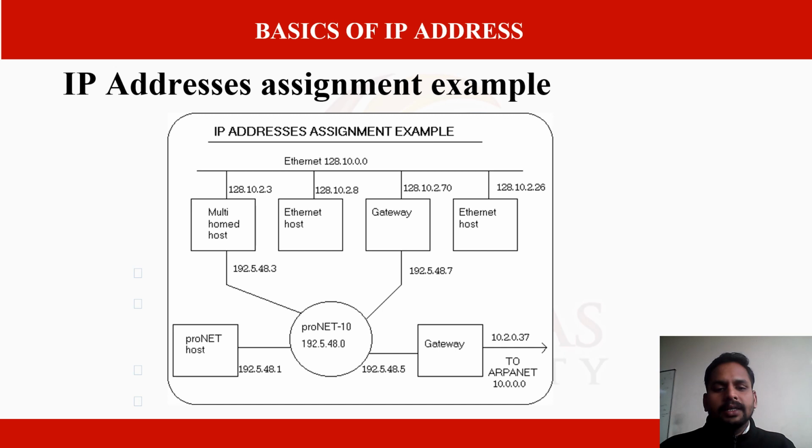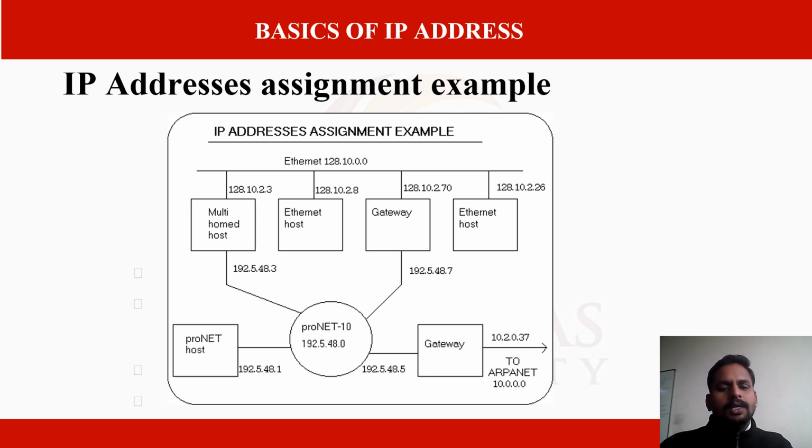Here a circle contains the proNET 10, that means it is like one of the servers whose IP address is 192.5.48.0. okay, that means it can communicate with other end communication devices which have the same network address, that means 192.5.48. okay, because we know that 192 falls in the category of class C. So the class C subnet value is 255.255.255. So the first 3 octet values it holds as the network ID.